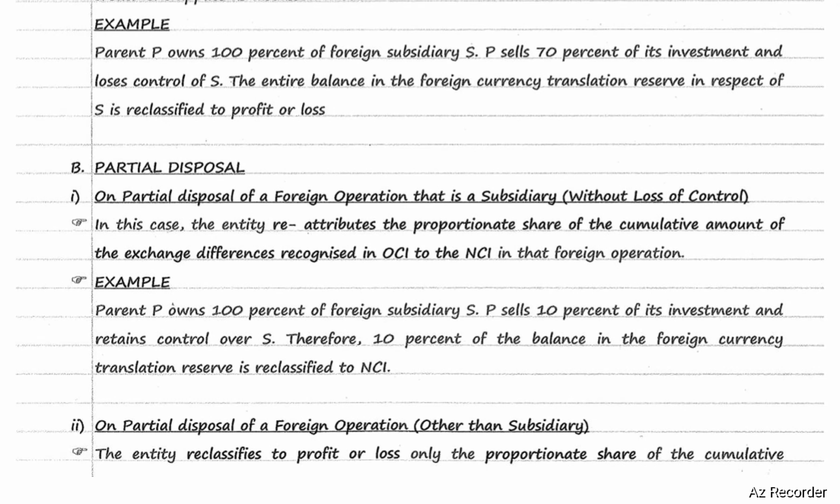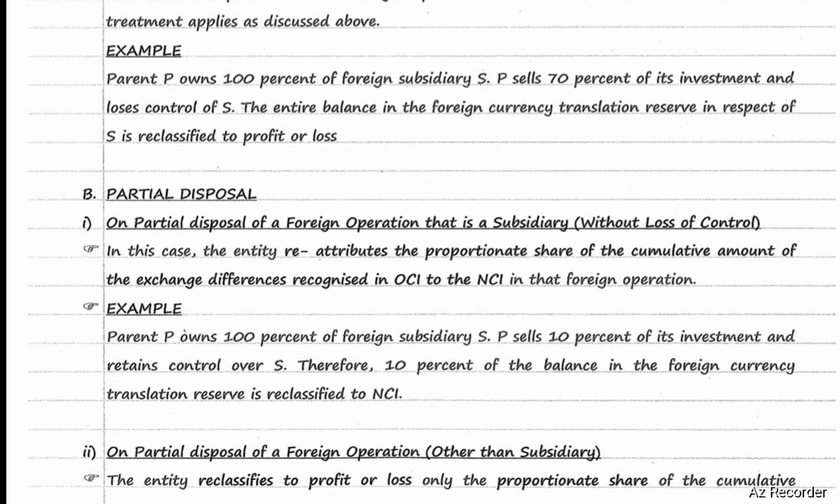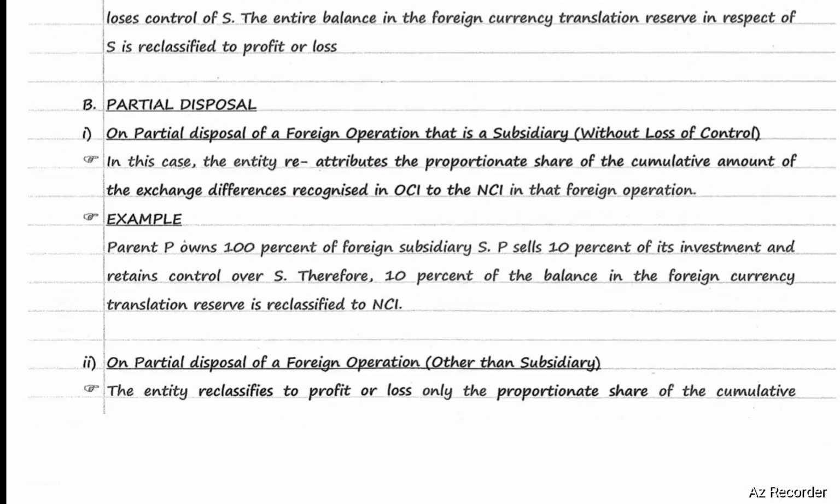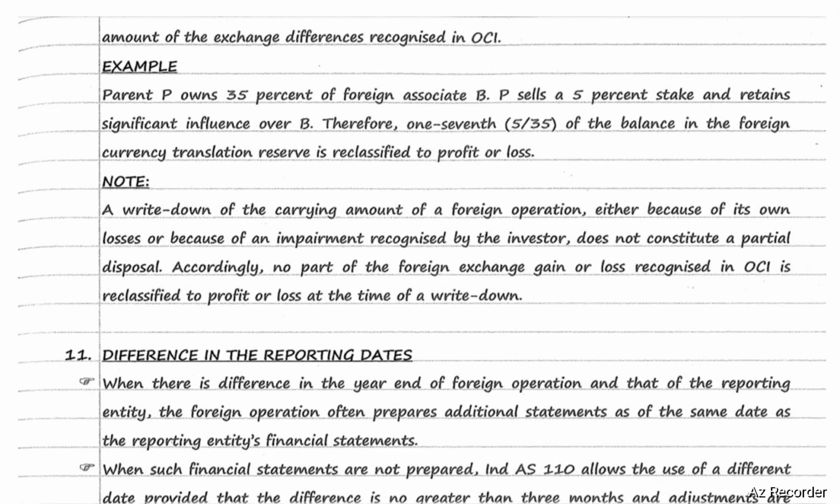Next, on partial disposal of a foreign operation other than a subsidiary, the entity reclassifies to P&L only the proportionate share of the cumulative amount of the exchange difference recognized in OCI. For example, parent P owns 35% of the foreign associate B. P sells a 5% stake and retains significant influence over B. Therefore, 1/7, that is 5 by 35, of the balance in the foreign currency translation reserve is reclassified to P&L.